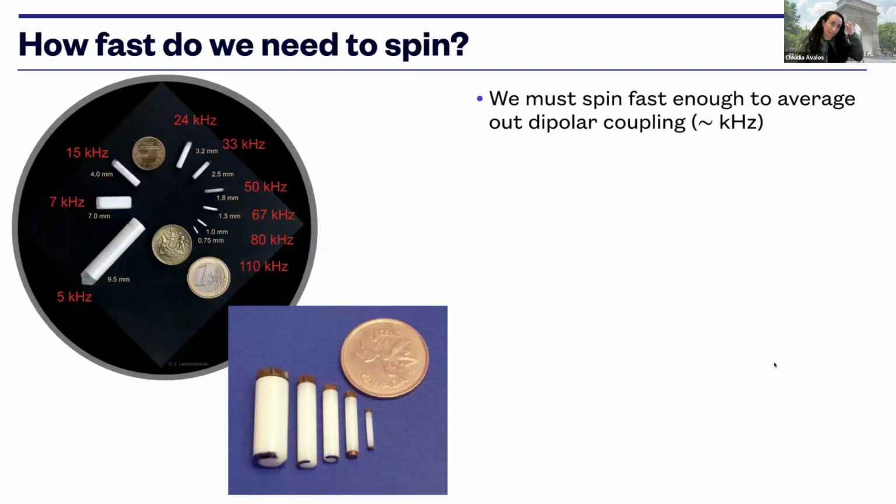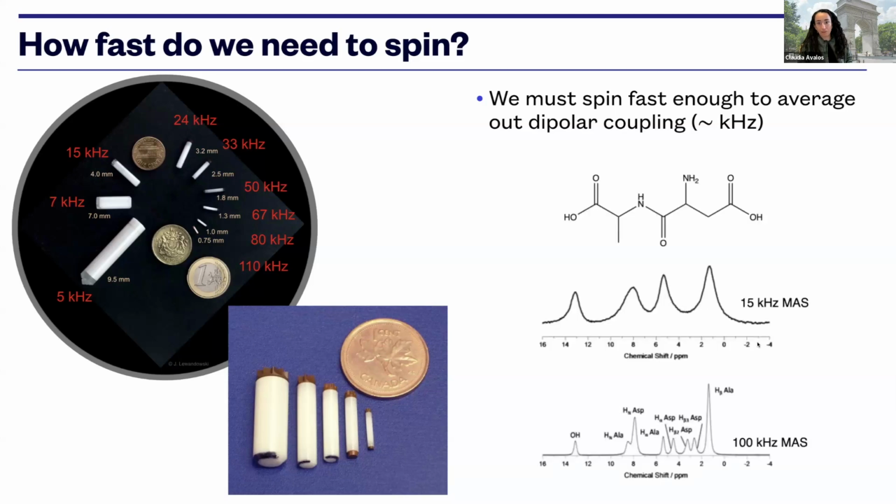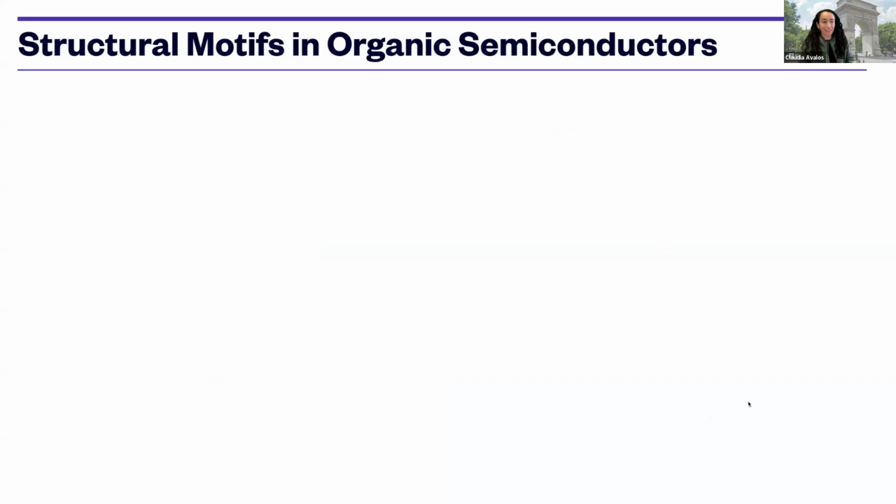I just wanted to touch briefly again on how fast we need to spin. When we think about organic semiconductors, we have fairly strong coupling interactions between the hydrogen nuclei. So typically you want to spin at least on the order of 30 kilohertz if you're looking at hydrogen nuclei, plus you'd want a good amount of decoupling. This is just an example of the enhancement in resolution you get moving from 15 kilohertz to 100 kilohertz MAS. All right, so now we have that out of the way.